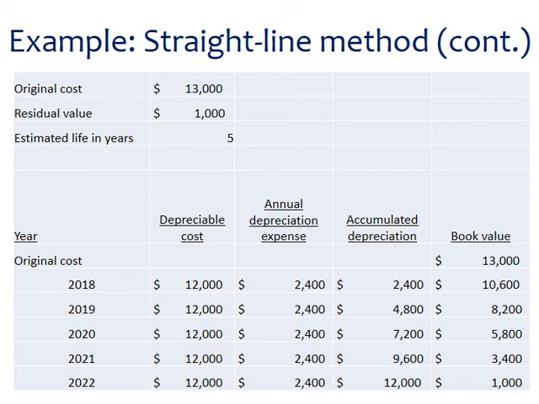We will repeat the same calculations for the years of 2020, 2021, and 2022. Using straight-line depreciation, the depreciable cost will be the same every year, as will the annual depreciation expense. Note the accumulated depreciation grows each year by the amount of the annual depreciation expense. Book value goes down every year by the amount of the annual depreciation expense. At the end of the asset's life, its book value will be equal to its residual value. Here, our ending book value is $1,000, which is equal to the estimated residual value that we were given in the beginning. And that concludes this example of straight-line depreciation.